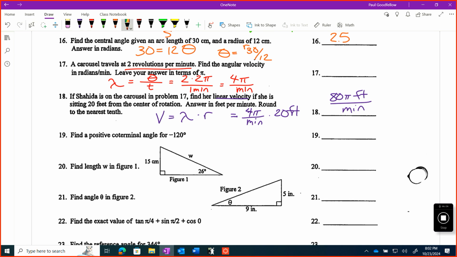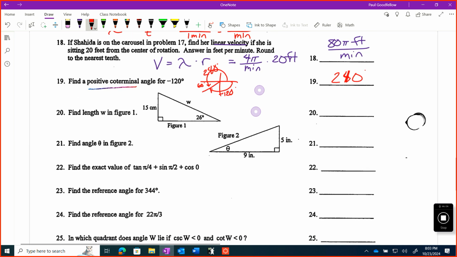19, find the positive coterminal angle. Make sure you read these carefully. Positive coterminal angle for negative 120. Well, if I think about negative 120 being drawn the wrong way, this is what negative 120 looks like. What's the positive way to get there? Well, we're going to be 60 shy on the end right here. So I'll add 60 to 180, and the answer would be 240 degrees. That's the answer for 19. Okay, sorry that looks funky. My 4s are all dragged out, sorry.